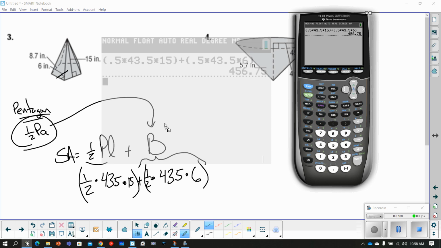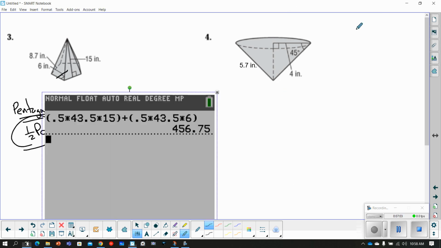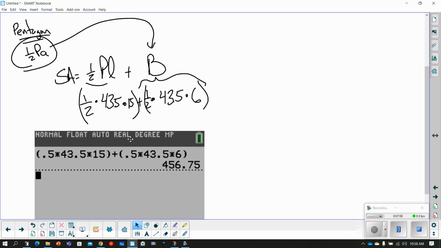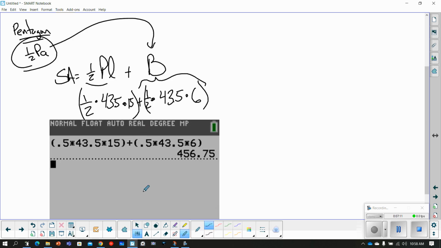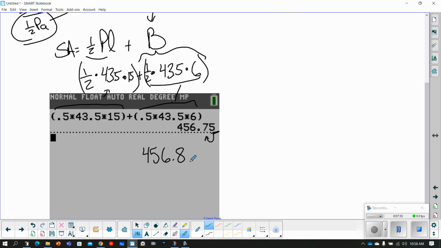And so there we have the answer to this one. Let me just slide this down a little bit so we can see the whole thing. All right, so notice this part right here. Here's my answer, 456.75. This 5 tells me the 7 needs to round up to 456.8. This was all in inches, so inches squared would be the surface area of this pentagonal pyramid.